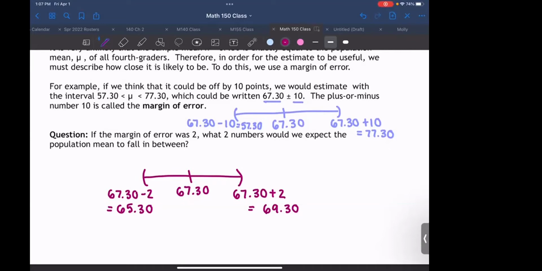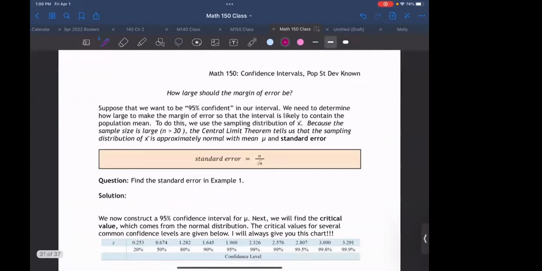All right. I lost my notes. I don't know what I'm looking at. Okay, here we go. Let's flip our page over.